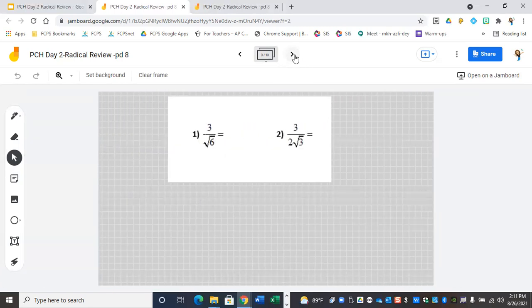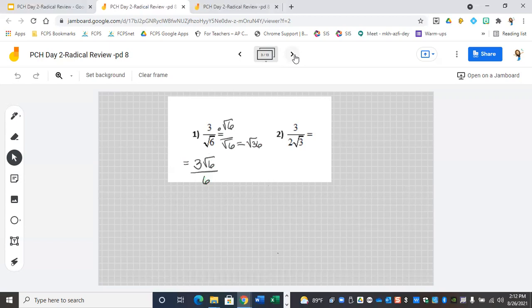So now let's take a look at some examples. We're going to bounce around. I'll do a couple examples and I'll give you some time to practice these on your own. Let's take a look at number 1, 3 divided by square root 6. Just a reminder, to rationalize the denominator, you multiply the numerator and the denominator by the radical in the denominator, square root 6. When you multiply straight across, you end up with 3 square root 6. Now, square root 6 times square root 6 gives you the square root of 36, which is just 6.